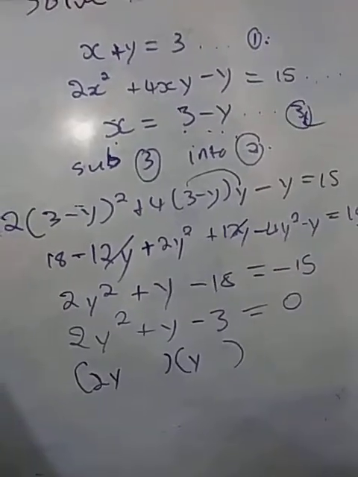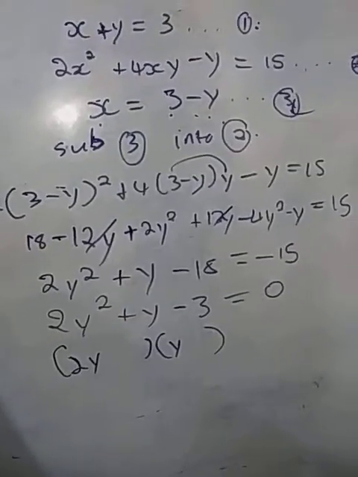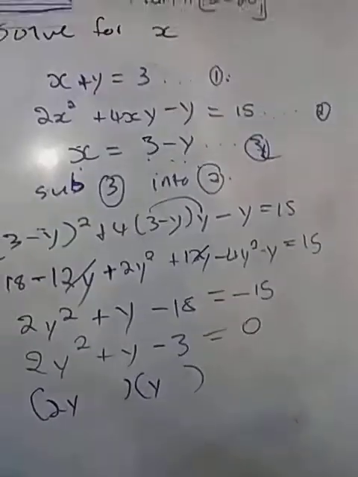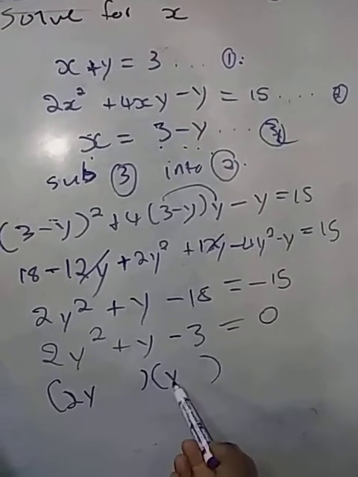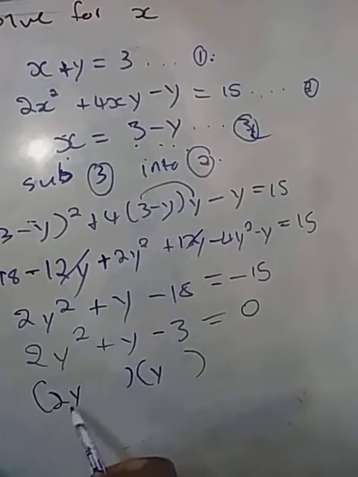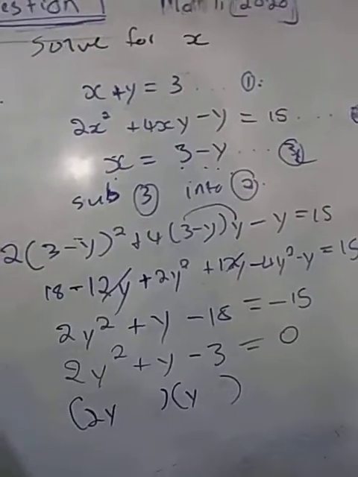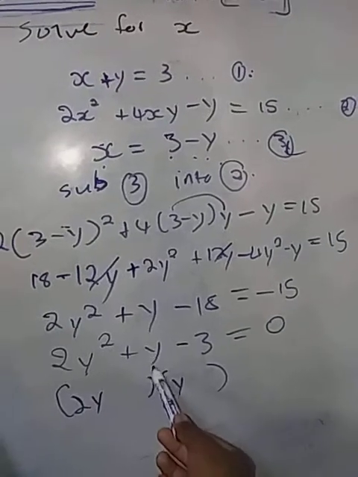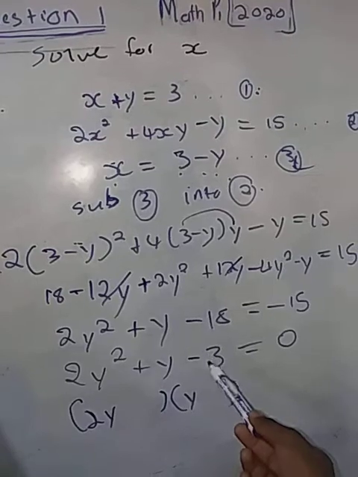So that's why I say sometimes it might be difficult for you to factorize this one. Then you just have to use the quadratic formula. But I can factorize this one. Since I have 2y and I have y in my other bracket, 2y times y is going to give me 2y squared. But I need to make sure that my middle term is going to equal y. And what I know is that I don't have any factors of 3 which, when I add or subtract them, give me 1.